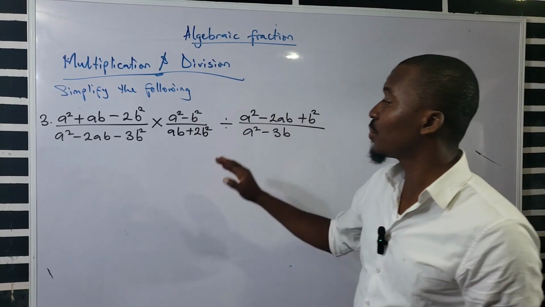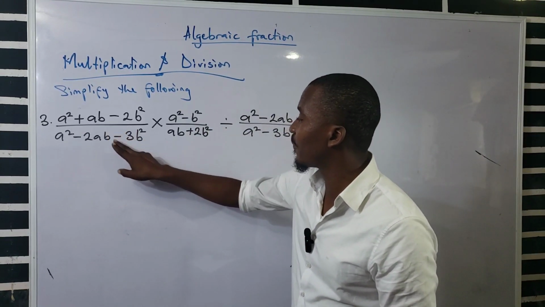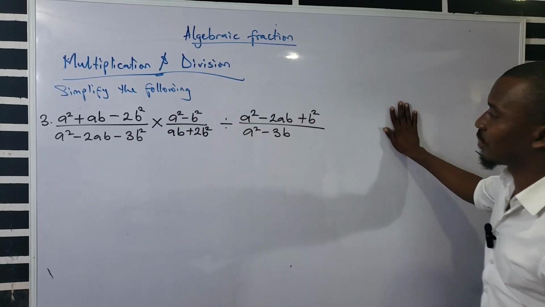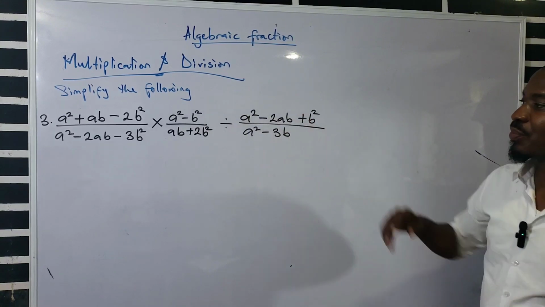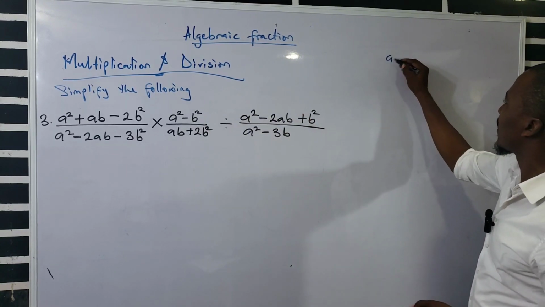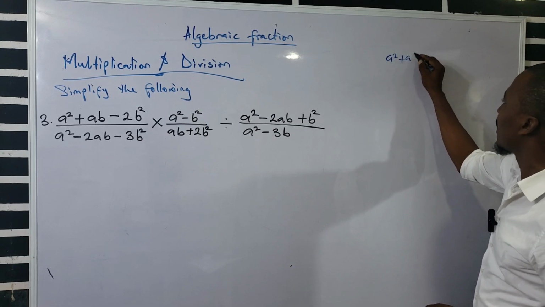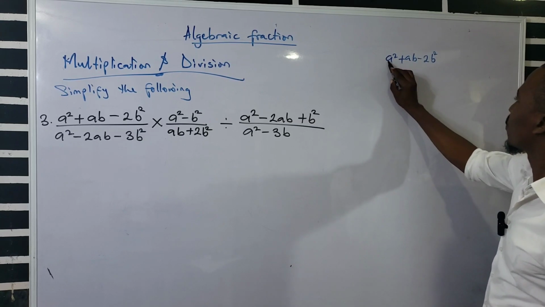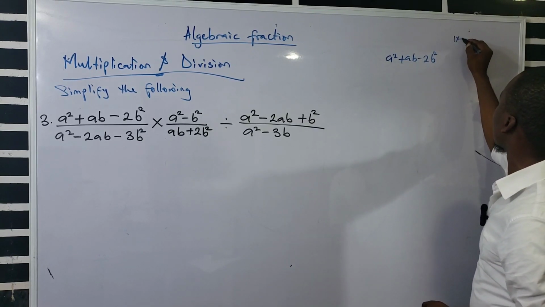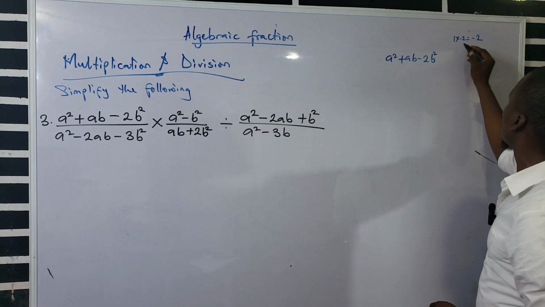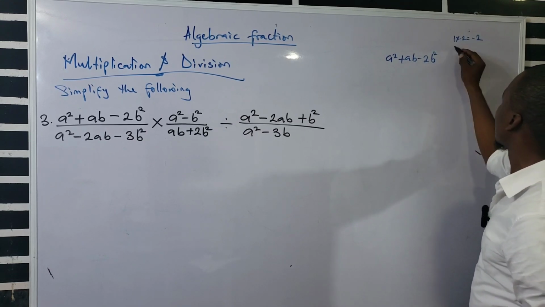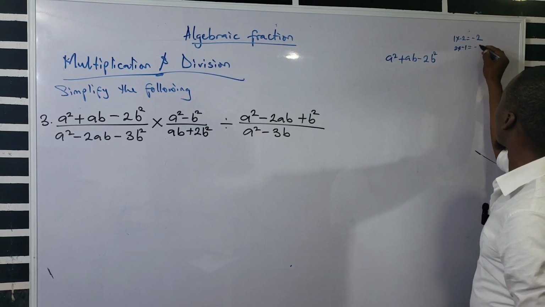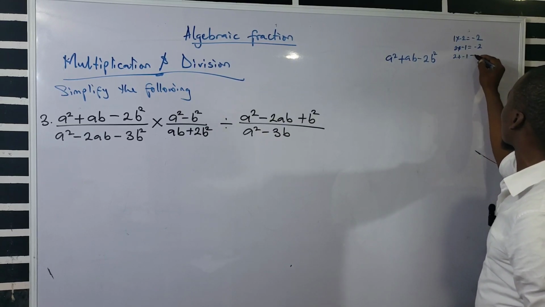So what are you going to do? It's very simple. All you need to do is to first of all go and factorize each expression. So I'm going to do the factorization of each expression here, then we can now put it there. So let's factorize a square plus ab minus 2b squared. So 1 times minus 2 will give us minus 2. Then two numbers that will give us this: 2 times minus 1 will give us minus 2, and 2 plus minus 1 will give us 1.